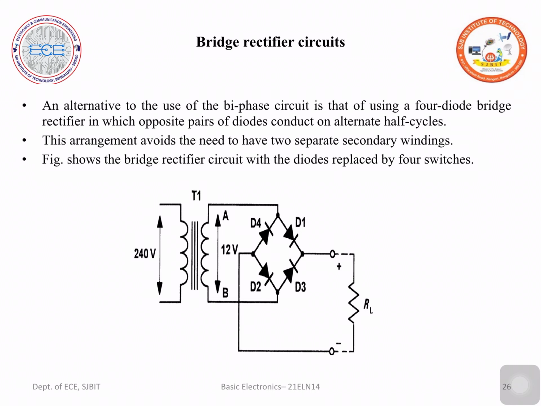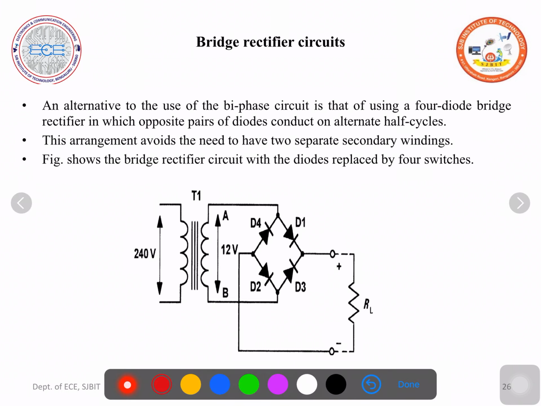Now let us analyze this during the positive half cycle. As you know, we will always start from the positive half cycle. During the positive half cycle this terminal will be positive and this terminal will be negative. Now let us check which diodes are forward biased and reverse biased.